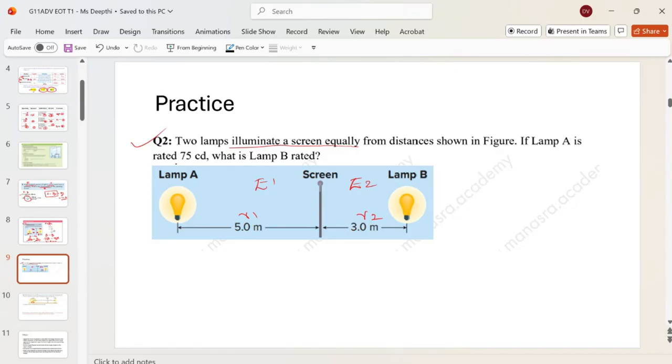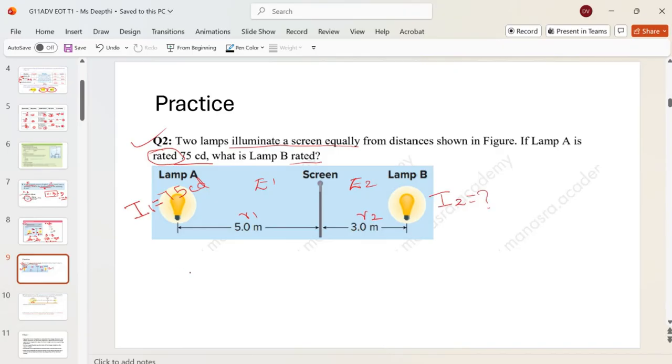Now, there is a lamp A rated 75 CD. What do you mean by CD? It is the I, right? The luminous intensity of the A is given. So I will take I1 as 75 CD. Now, what is lamp B rated? Here they have mentioned the word rated, so you should understand that they have asked the luminous intensity of the second lamp B. You want to find I2.